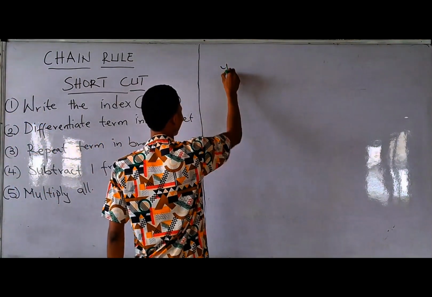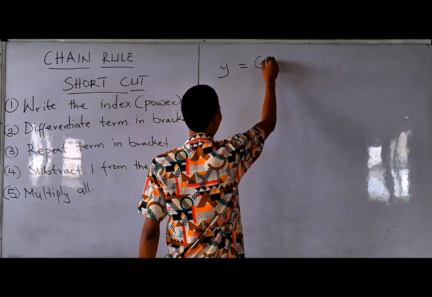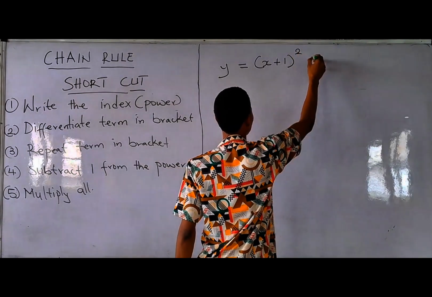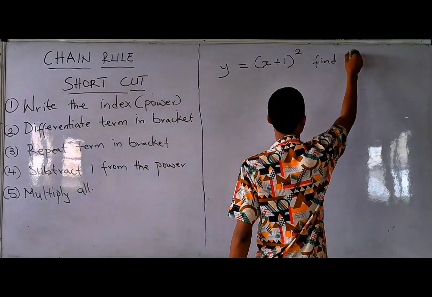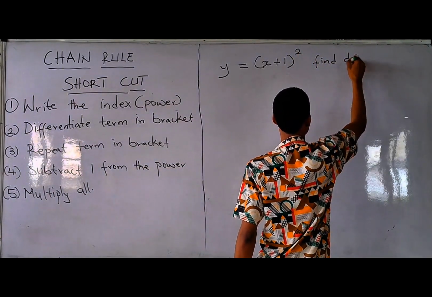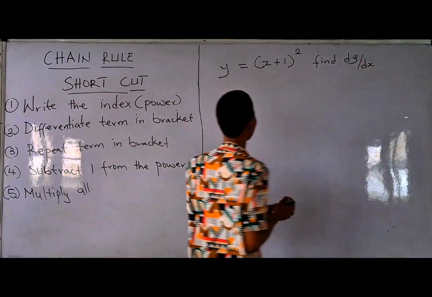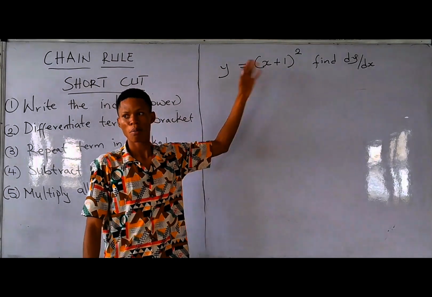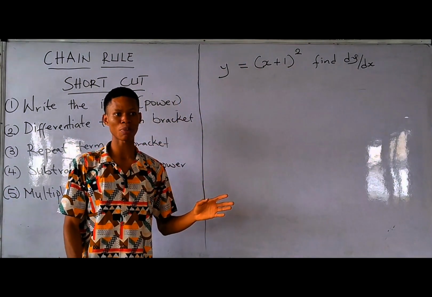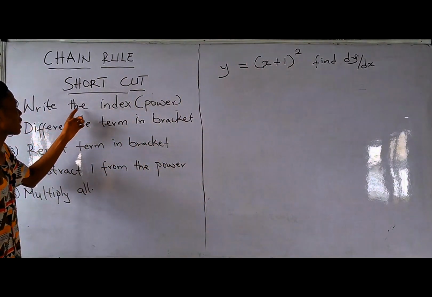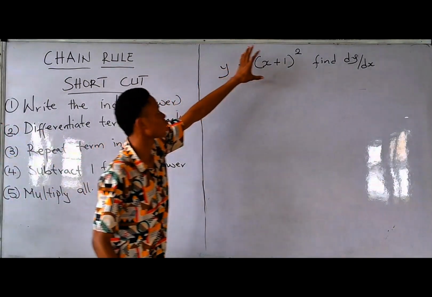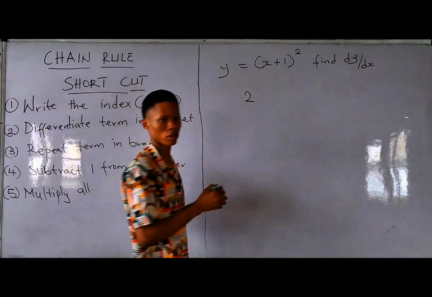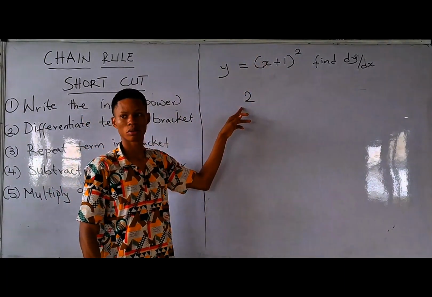If y is equal to x plus 1 raised to power 2, find dy/dx. Now you know you can use chain rule to go about this, right? But let's try to apply the shortcut step by step. First, it says you should write the index, right? So you just look at this. What is the power here? The index is 2, right? You write the index down. You write the power down.